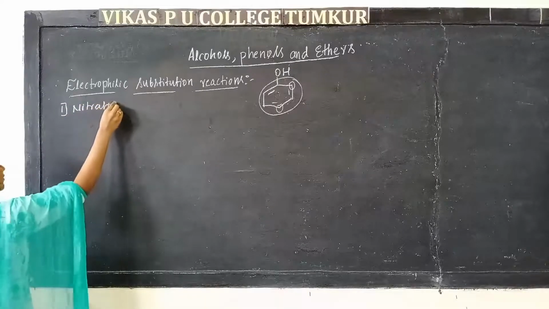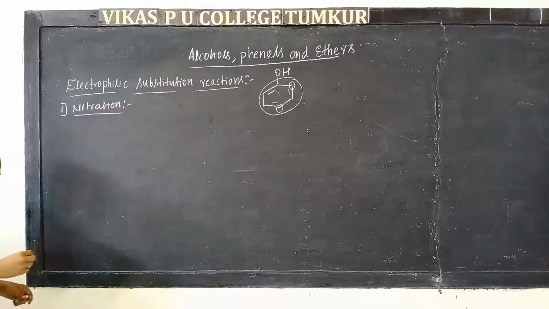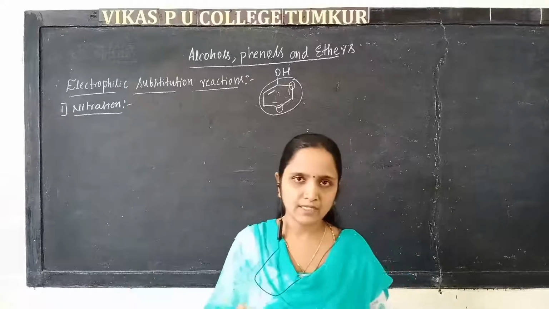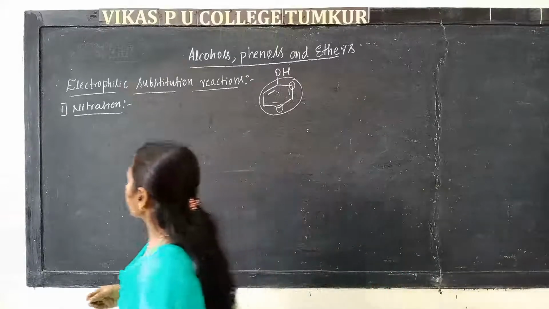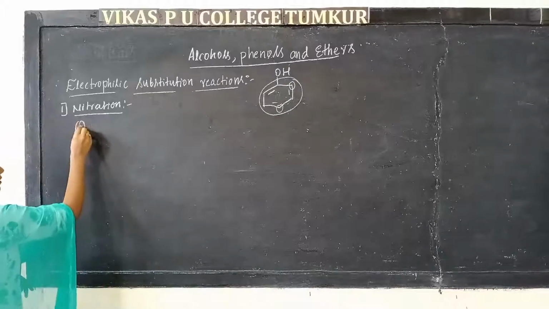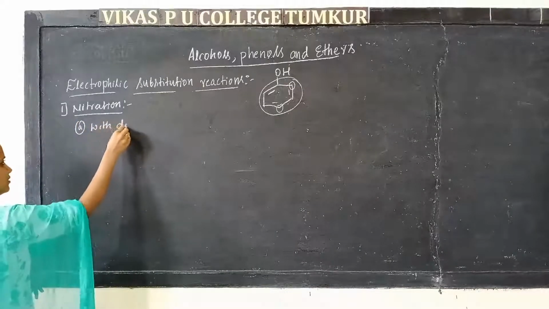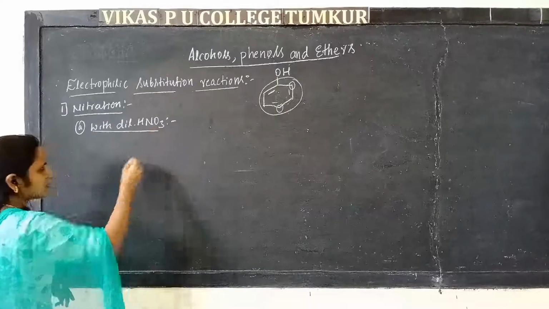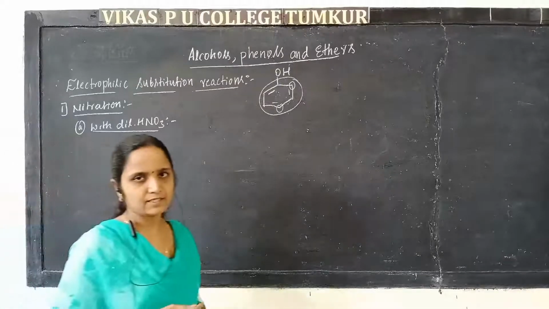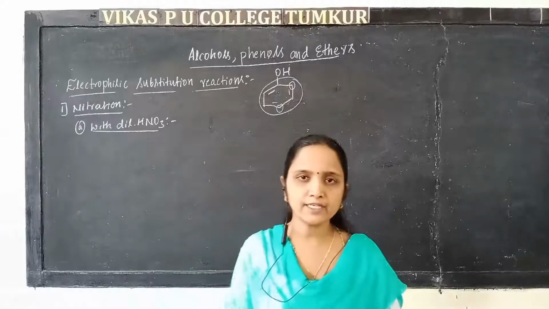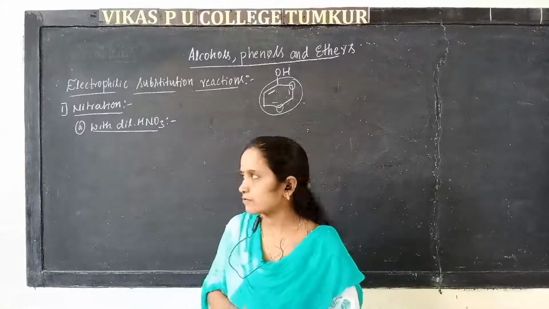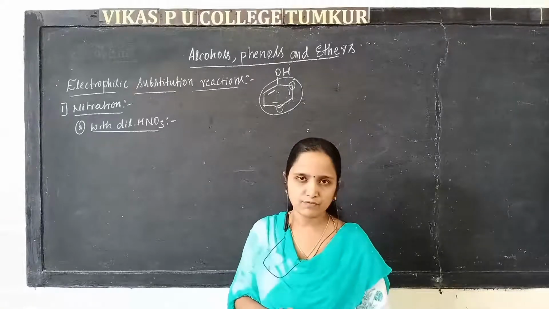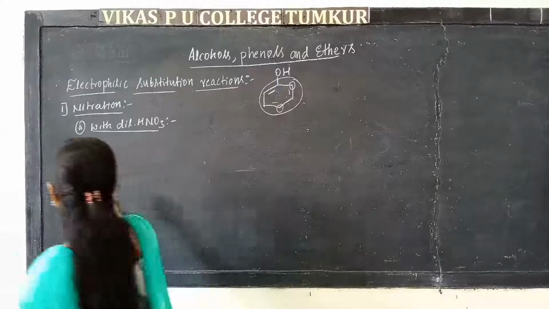In nitration, we will discuss treating phenol either with dilute nitric acid or with concentrated nitric acid. First we will discuss dilute HNO3. The phenol is treated with dilute nitric acid at 20 degrees Celsius, and we get para-nitrophenol and ortho-nitrophenol as the products.